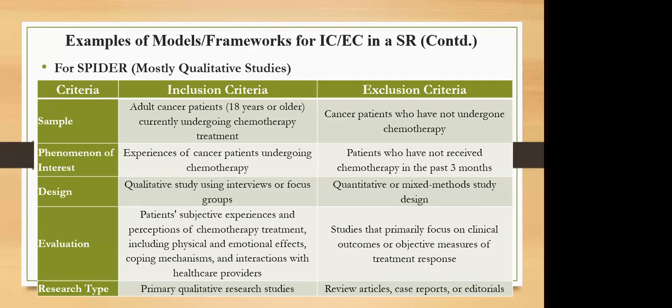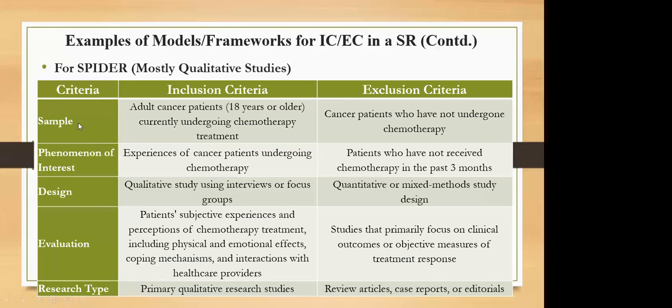I have already brought out some questions, some examples, and further examples where we can also do some practice tests. We look at some questions, and from those questions, we also formulate our own inclusion and exclusion criteria using the appropriate model. Looking at this example here, we're trying to understand the experience of adult cancer patients who are currently undergoing chemotherapy.